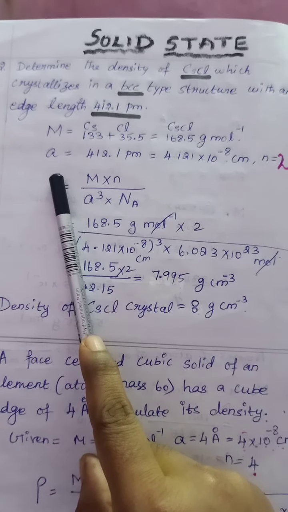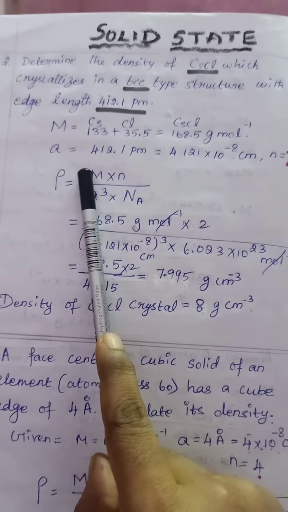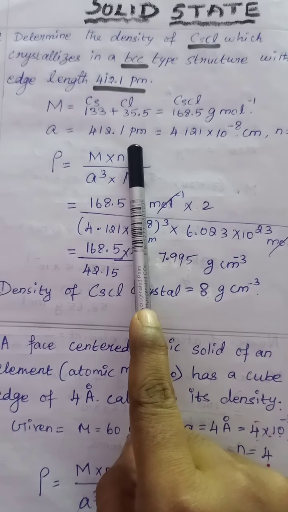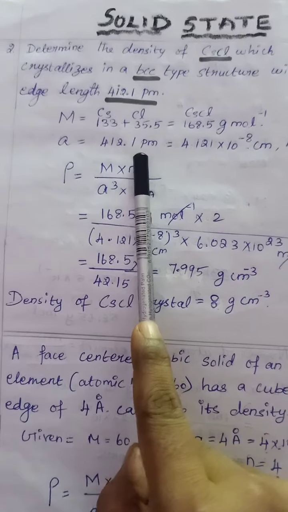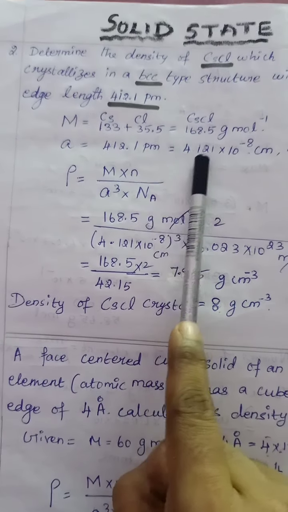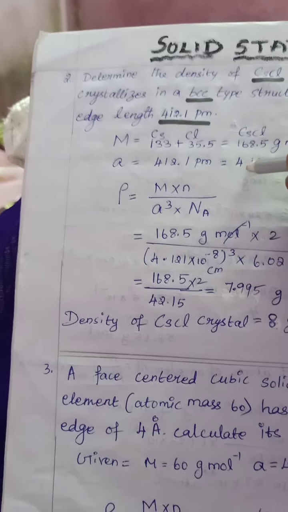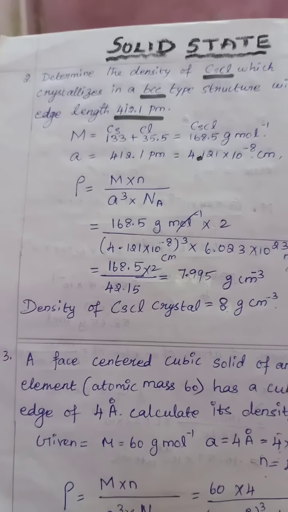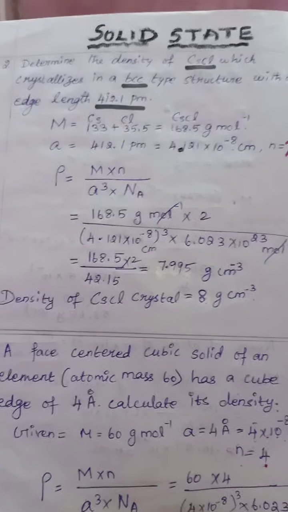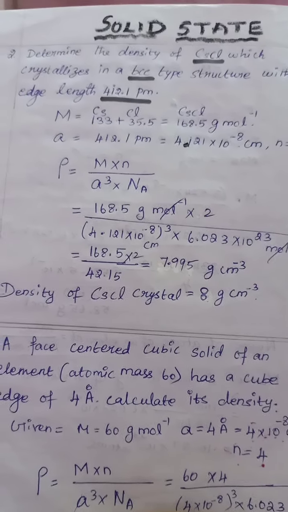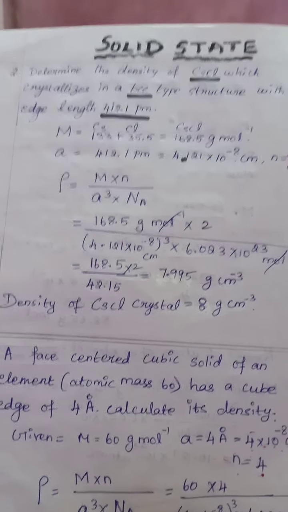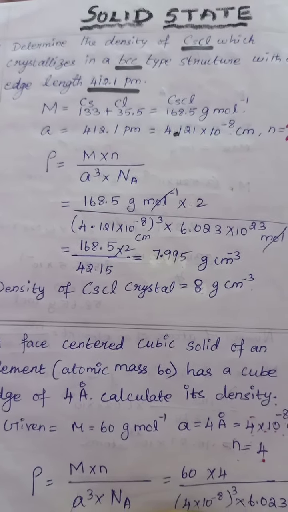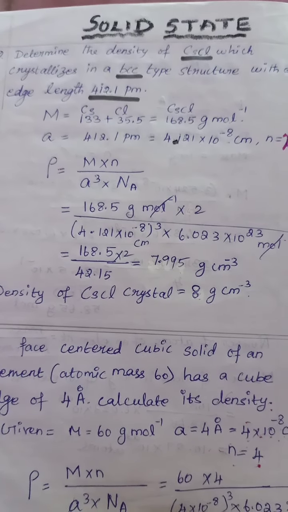Then see a. This is edge length. Edge length a is equal to 412.1 pm. pm means 10 to the power of minus 12 meter. You convert into centimeter. That is 4.121 into 10 to the power of minus 8 centimeter. Here n is the number of atoms belonging to the BCC unit cell. Number of atoms in the BCC unit cell is 2. For BCC 2, FCC 4, then simple cubic unit cell is 1.